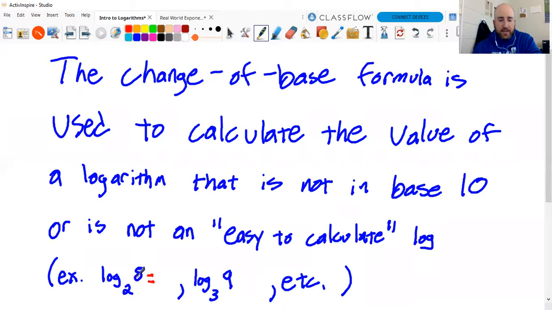So for example, log base 2 of 8. The question is, 2 to what power is equal to 8? 2 times 2 times 2. How many times do I have to do that to get 8? Of course, the answer is 3. Log base 3 of 9: 3 to what power is 9? 3 squared, so 2. But even on those, you could actually use the change of base formula, which I'm about to show with this one. You can still use it on those if you want to.